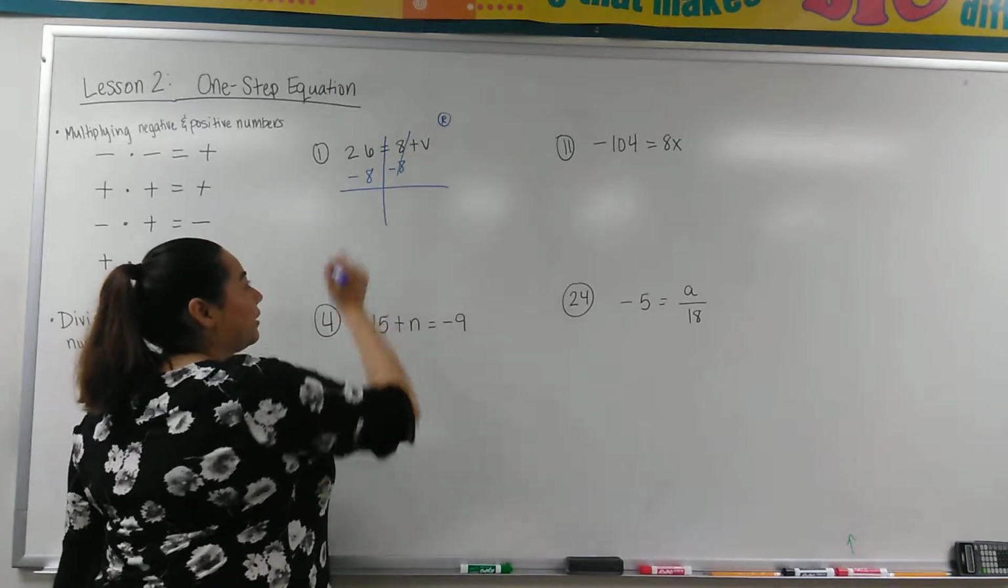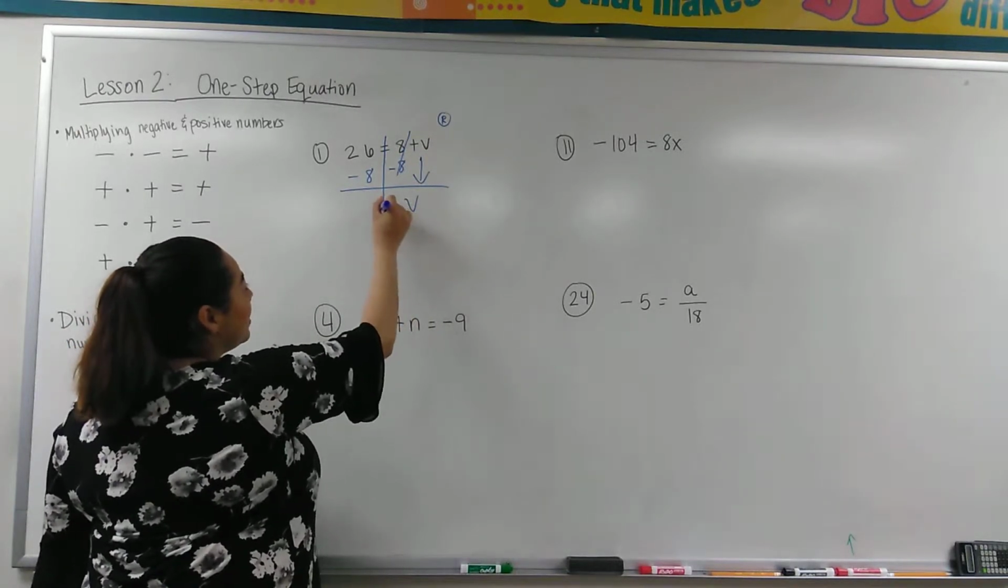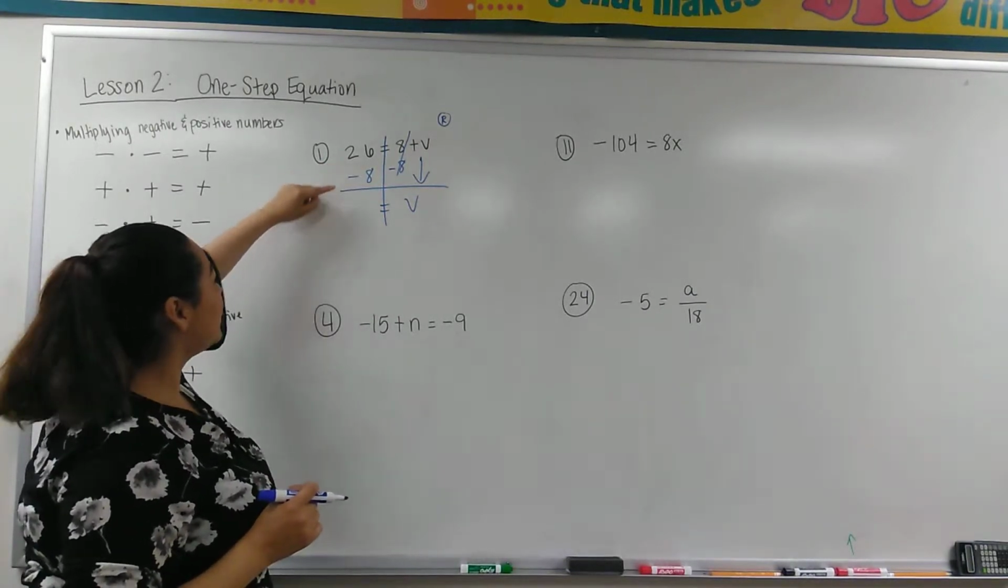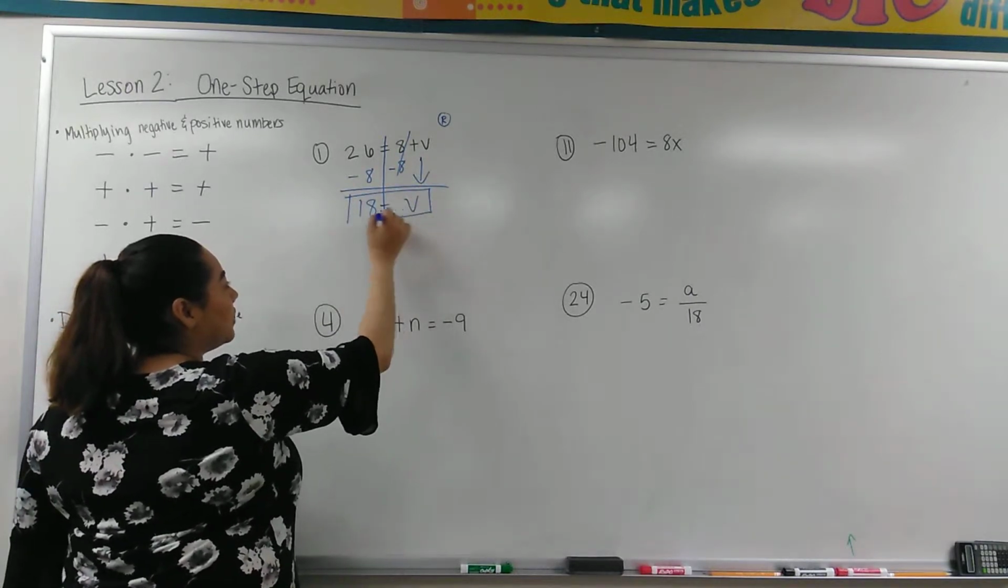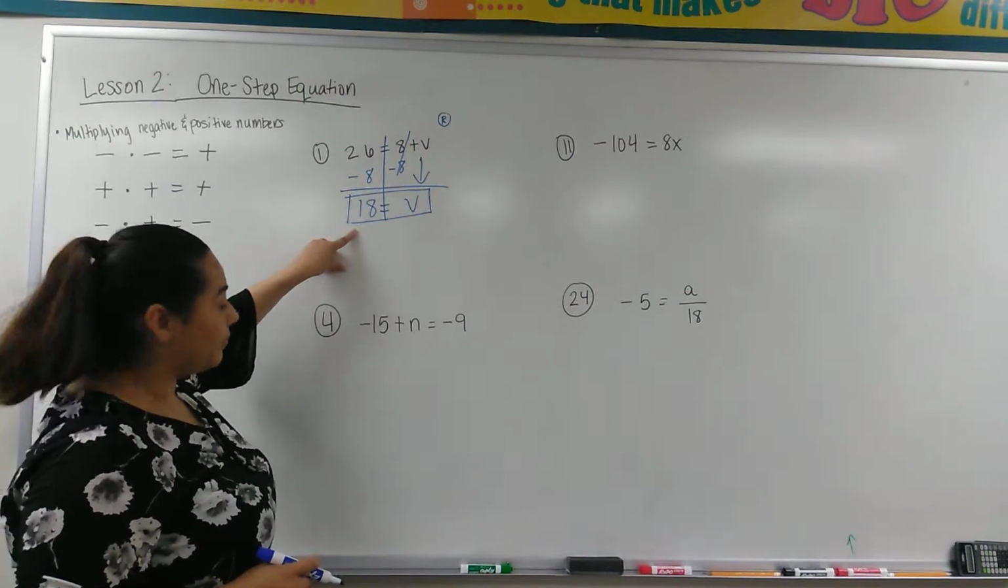So 8 minus 8 cancels out. Bring down the v. V is equal to, what is 26 minus 8? So 26 minus 8 will be 18. This will be our answer right here. So v will equal 18.